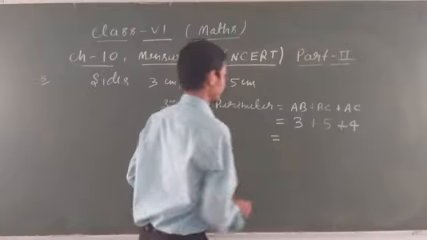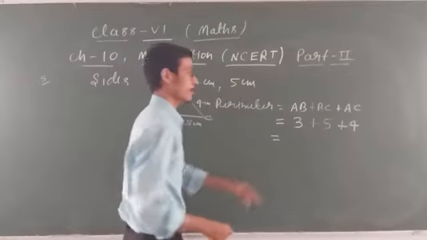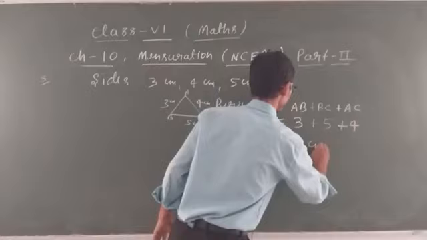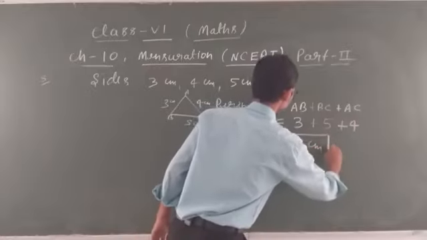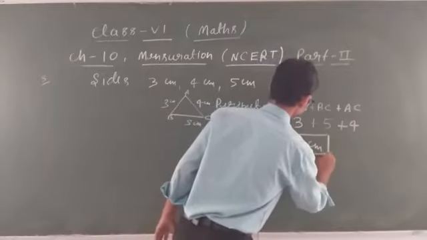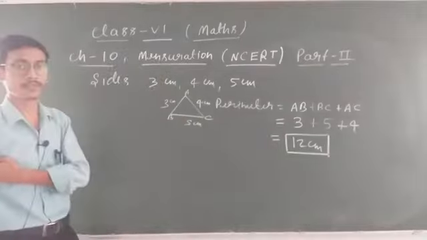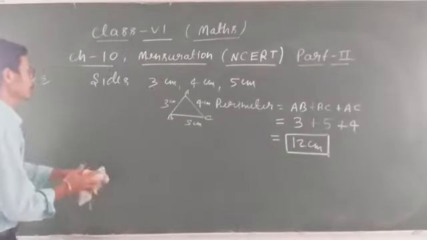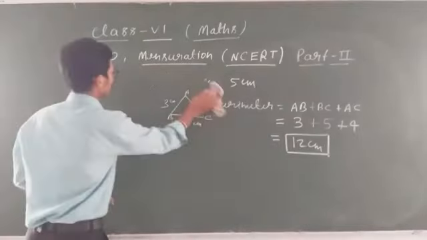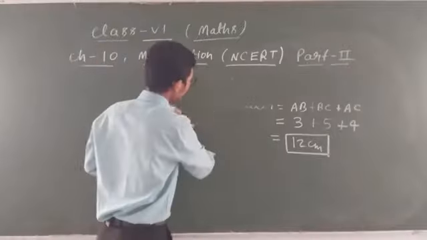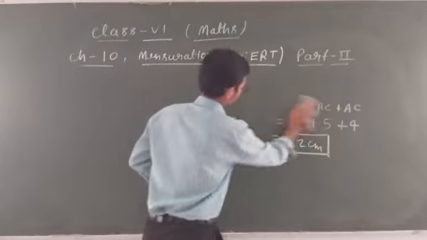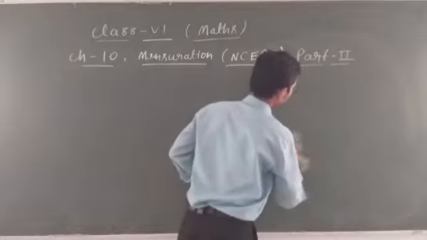Okay. So 3 plus 5 is 8, 8 plus 4 is 12. So this 12 centimeter is the perimeter of the given triangle. Is that clear, student? Okay, now move to the next question. Simply you can add, but here I explain in a proper way how you have to find out why it is coming.